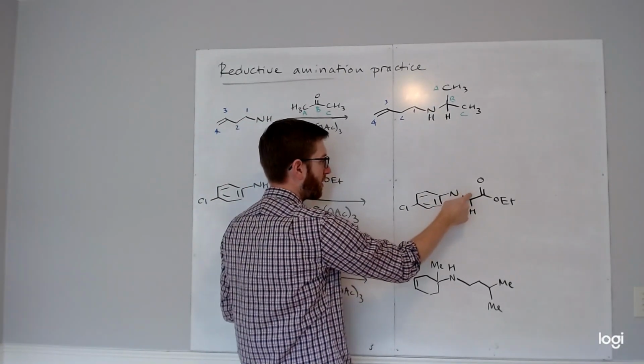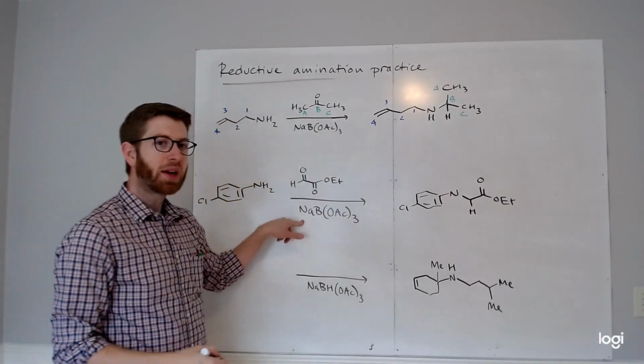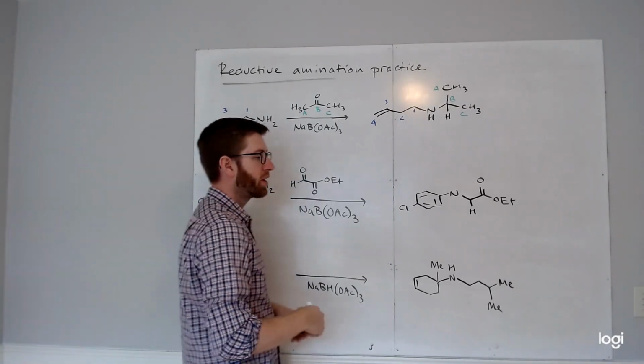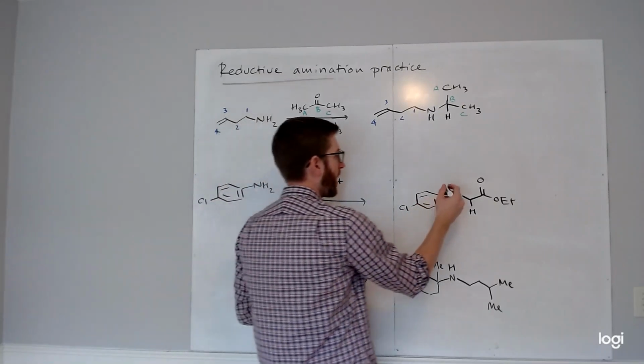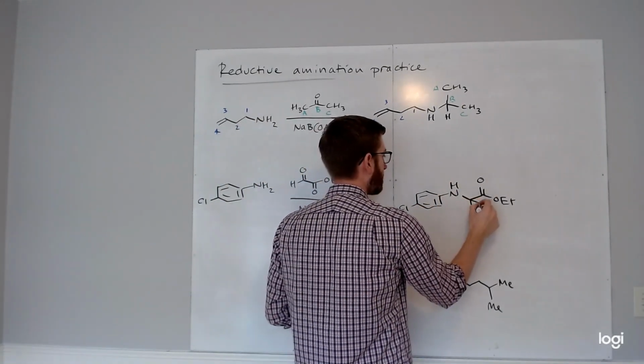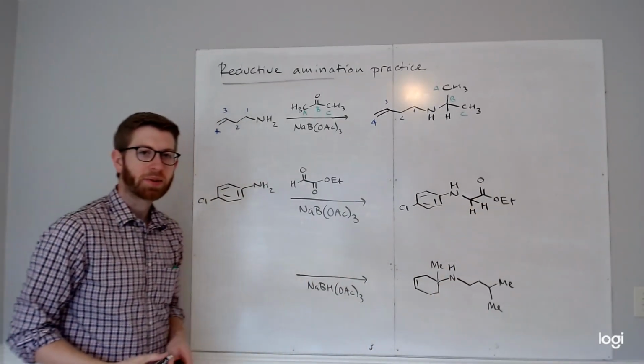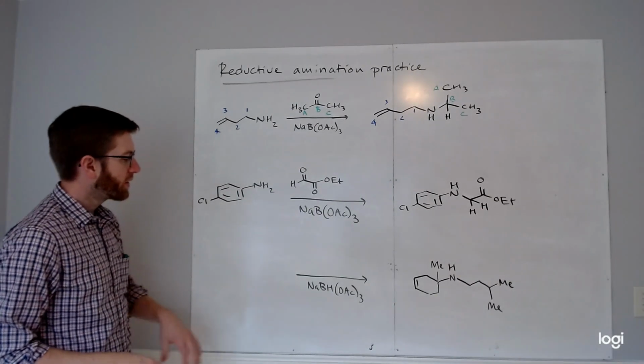The ester is not going to react because we're using STAB, which is a very mild reducing agent. Esters are not electrophilic enough to react with this compound. So I'll add my hydrogens, and I'm done. Not so bad. All right, so finally we'll go backwards.